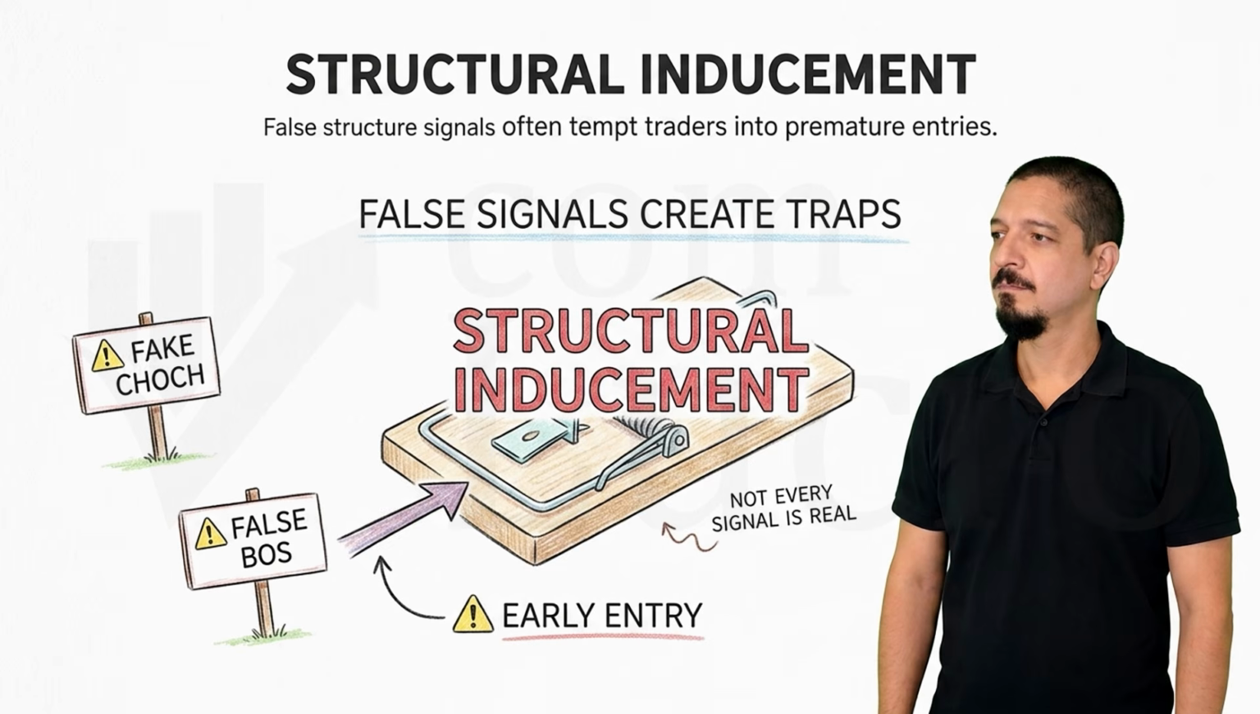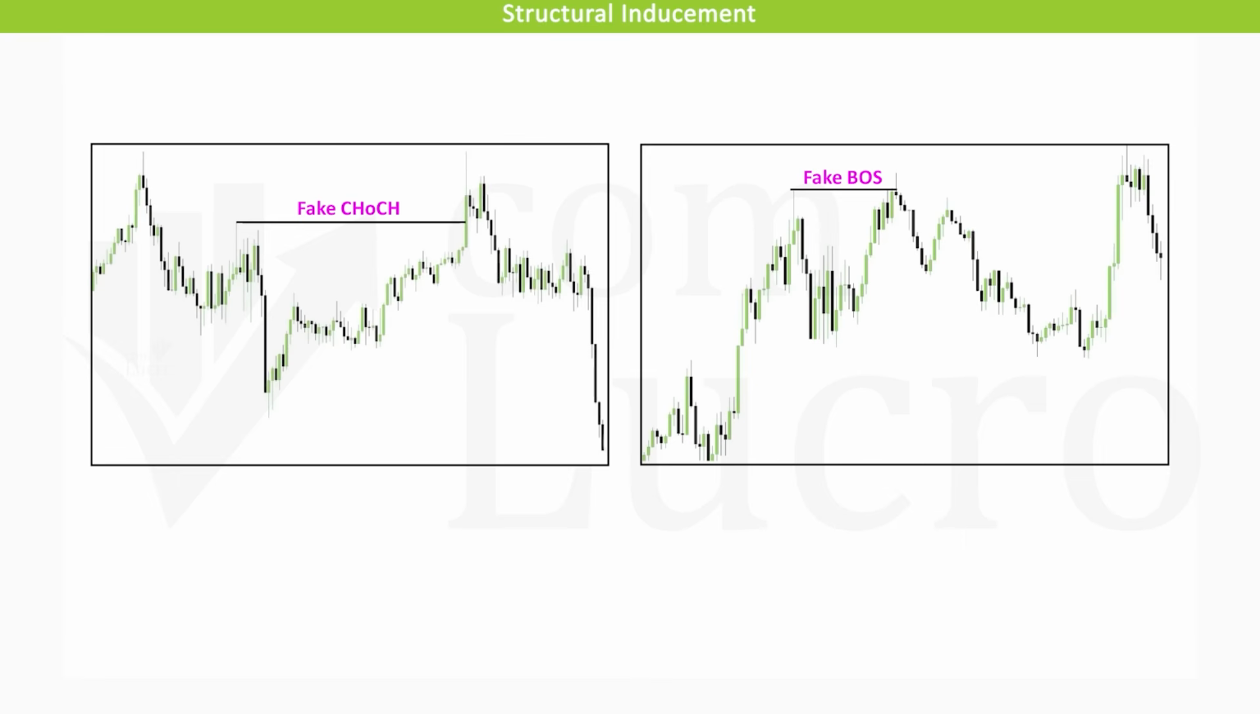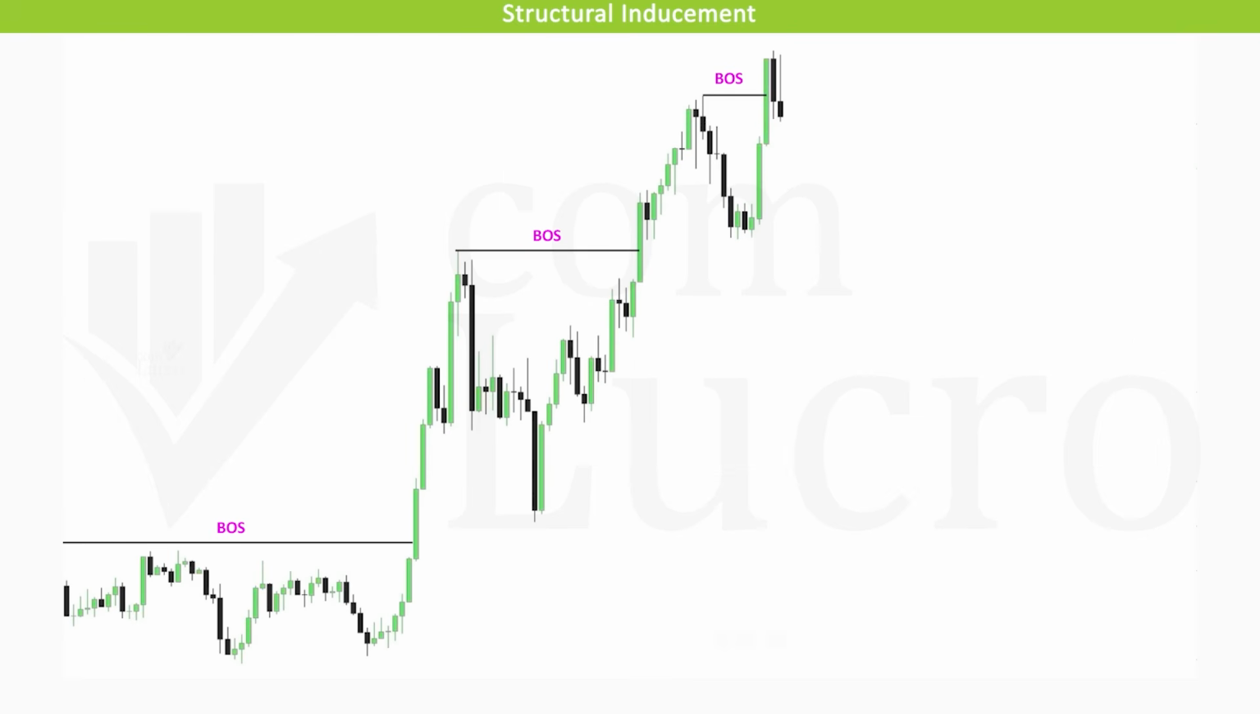A structural inducement happens when price generates a false structural signal, such as a fake change of character or a misleading break of structure, encouraging traders to enter too early or position themselves in the wrong direction. In this example, price is trending higher and continues producing bullish breaks of structure to the upside. However, when we focus on the most recent break of structure, everything initially looks completely legitimate. Price breaks above the swing high and closes beyond it. Naturally, this leads many traders to anticipate buying opportunities at the demand zone or order block responsible for that break.